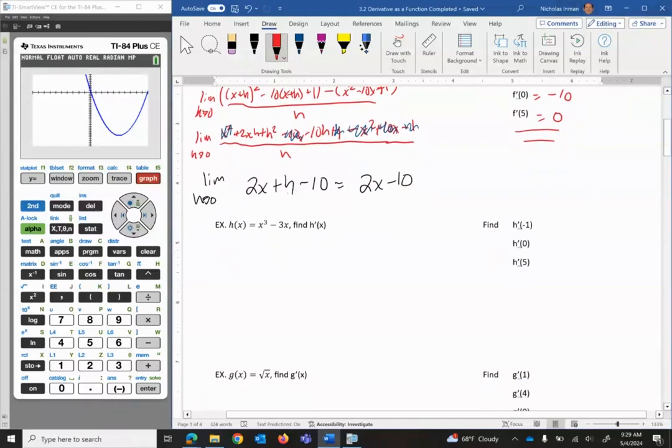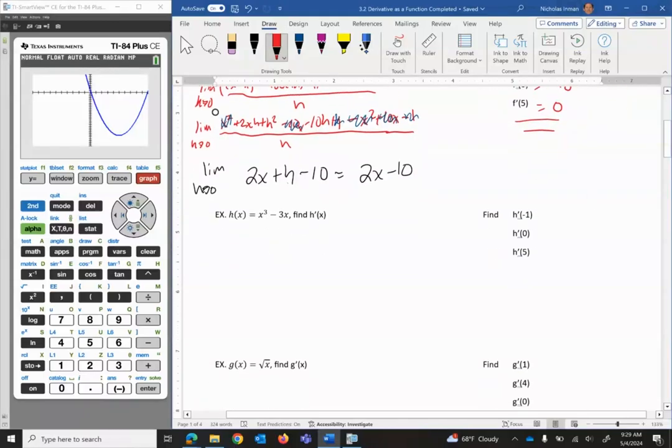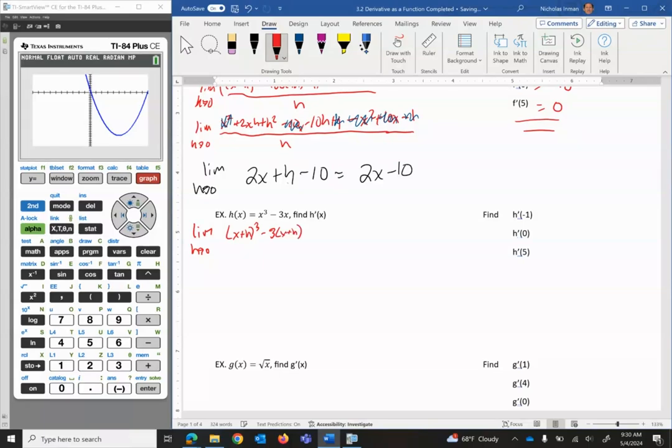Again, the more complicated the problem, the more complicated the result. So it can just get a little tough. For this h function, it's a cubic equation, so it's going to get a little tough. So we're doing the limit as h approaches 0. All right, we do h of x plus h. So we put x plus h in for every x value. We subtract the original function, and we divide by h.